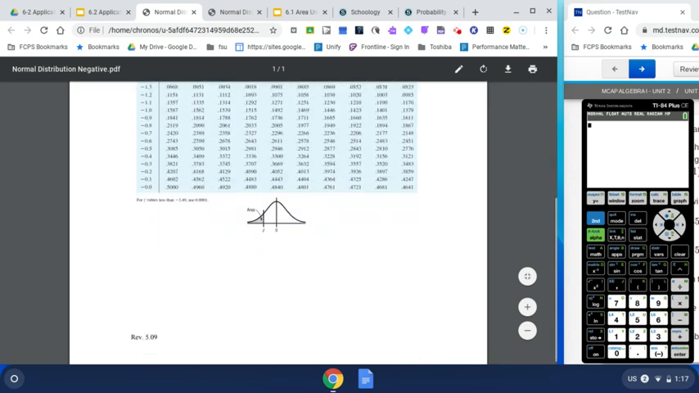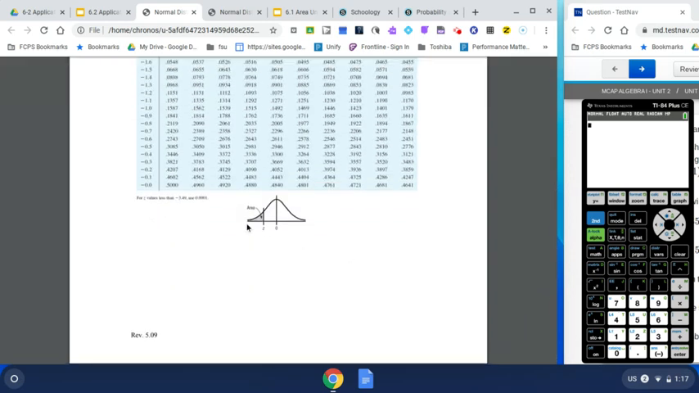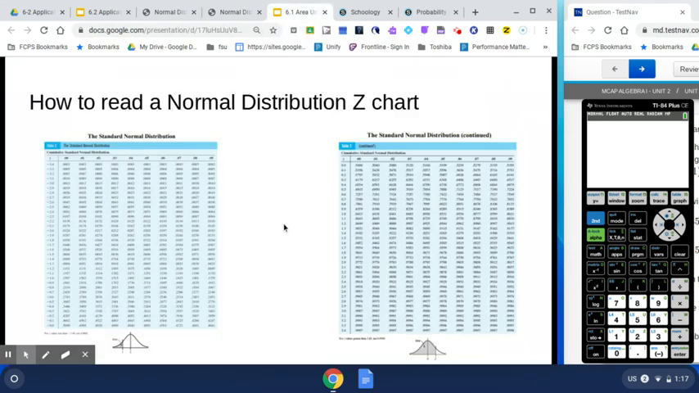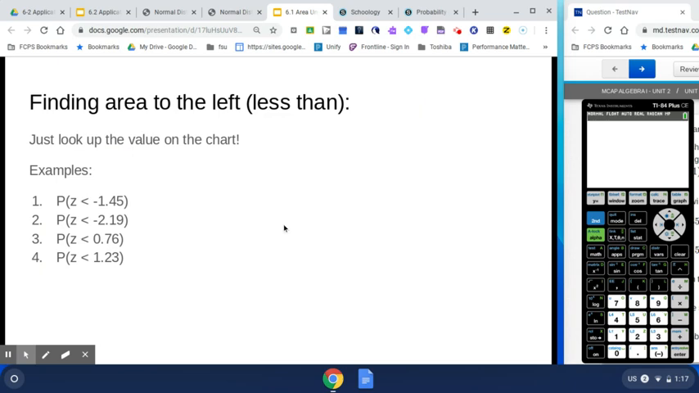This area is always reading a left shaded region, or an area that is less than or equal to a particular z-value. Okay, let's jump in and learn how to find these probabilities. So first of all, if we want to find the area to the left, or an area that's less than, we just look up the value on the chart and we're done. So we're going to take a look at numbers 1 and 3 together, and I'm going to ask that you look at 2 and 4 on your own.